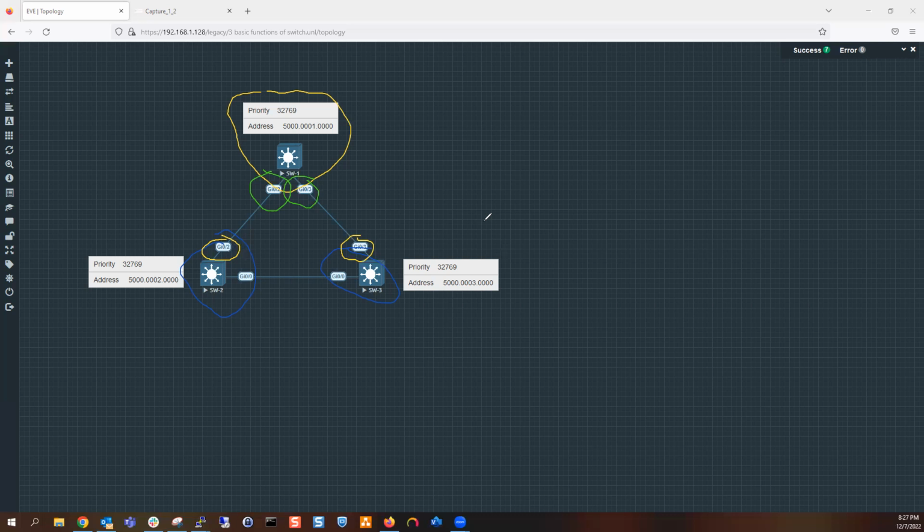What's next? Because we can still have a loop, right? We need to decide between the non-root bridges, switch 2 and switch 3. Where are we going to block? Because if we don't block this link, we're going to have a loop. And this is what spanning tree is all about. We're going to say who got the lowest number, right? Who's this, who's that?